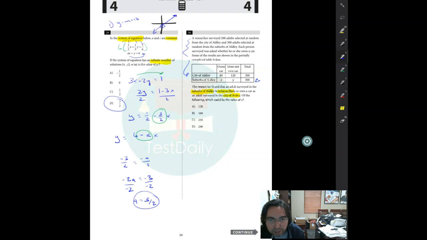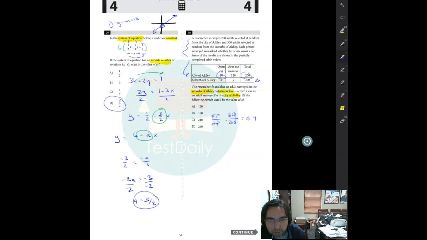Well, first we need to figure out what is the probability of the city of Adelaide. Remember, probability is going to be the number favorable over the number possible. So in this particular instance, the number favorable for who owns a car in the city of Adelaide is 80 over the number possible of 200. And as we eliminate that, we get 8 over 20, or 0.4. So there's a 0.4 probability of someone having a car in the city of Adelaide.